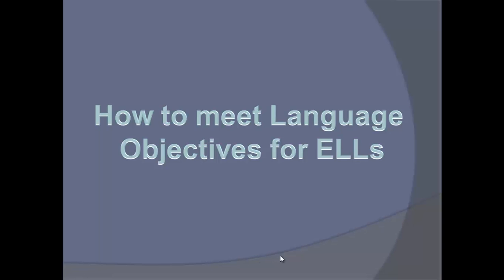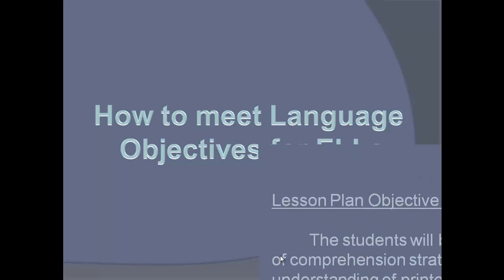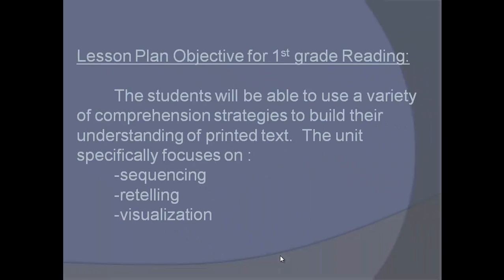The intention of this video is to support classroom teachers in their endeavor to reach ELLs. A lesson plan objective for a first grade reading class might look like this. The student will be able to use a variety of comprehension strategies to build their understanding of printed text. The unit specifically focuses on sequencing, retelling, and visualization.